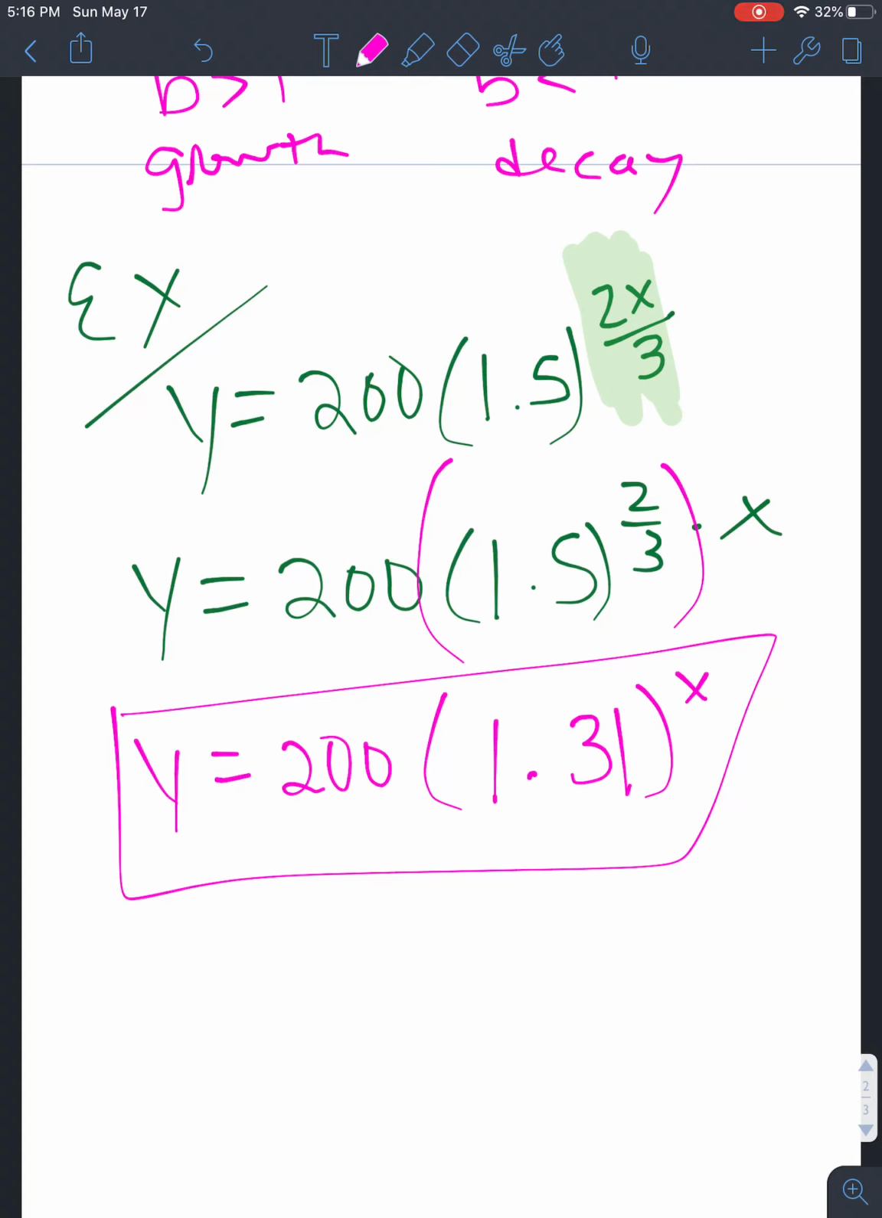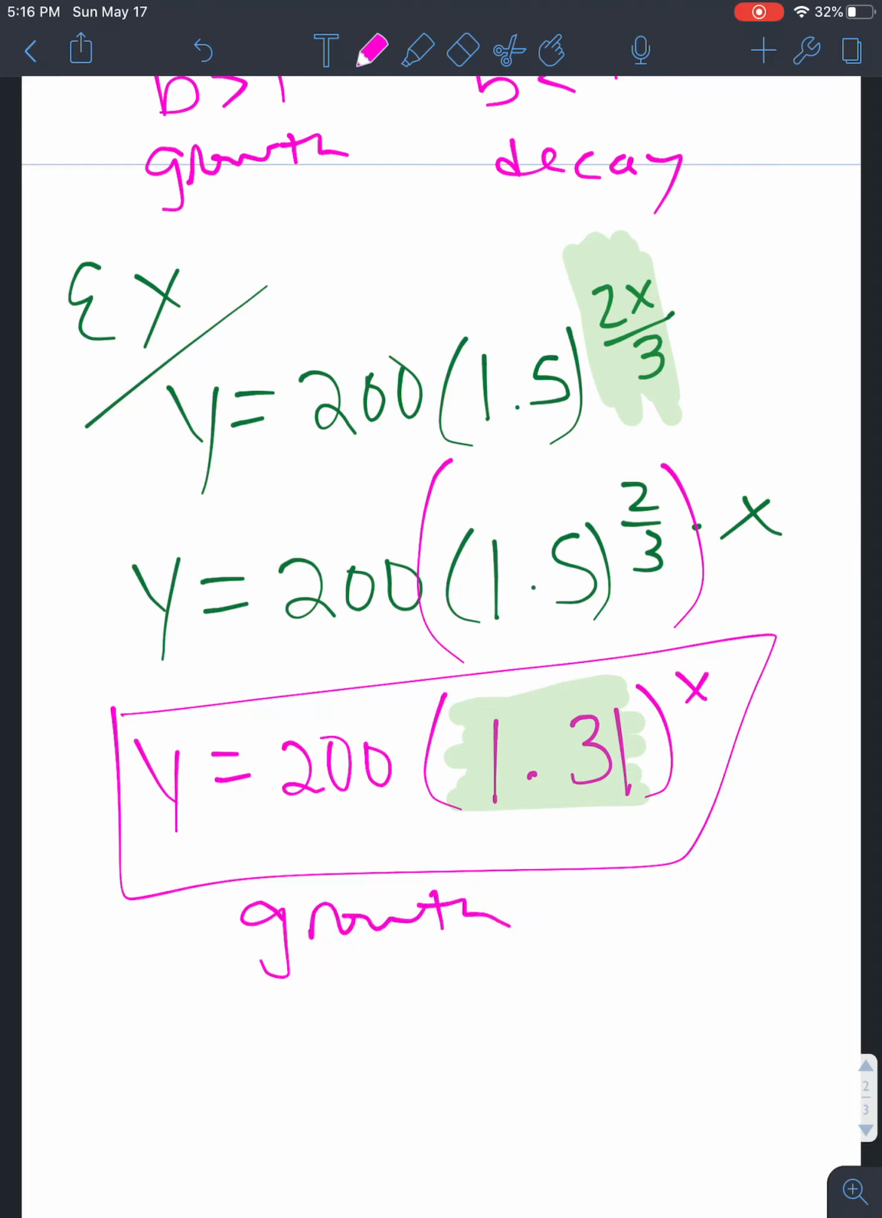since we have this now fully simplified, our last step is to identify if it's a growth or a decay. Remember, all we have to do is look at our B. Our B is 1.31. That's still bigger than 1. It's just 0.31 bigger than 1, but it's still bigger than 1. So we call it an exponential growth.